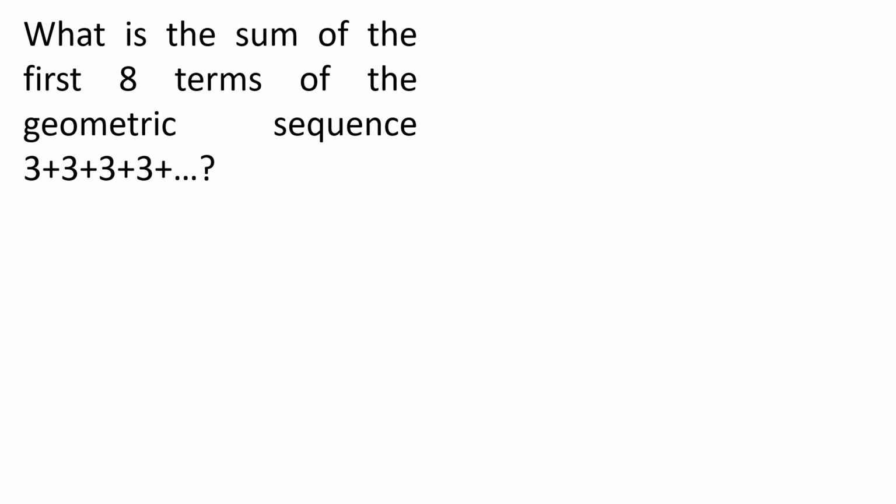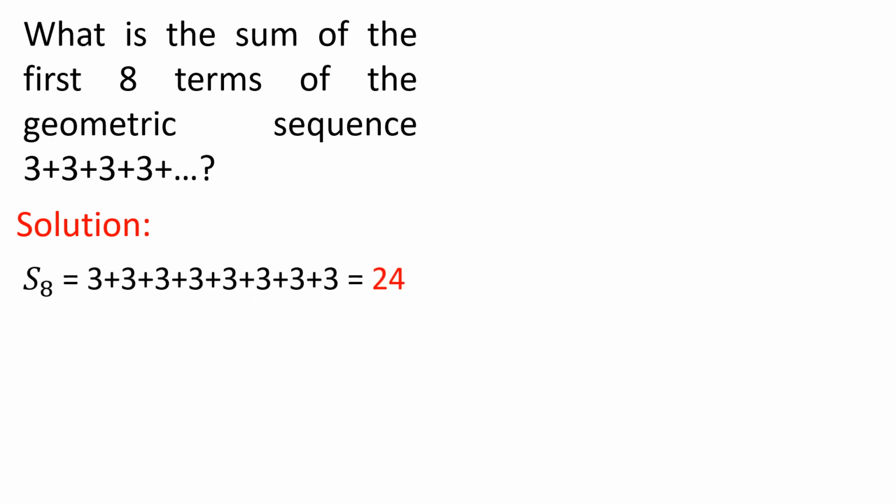What is the sum of the first 8 terms of the geometric sequence 3 plus 3 plus 3 plus 3 and so on? For our solution, we have to add the 8 terms because the first value is equal to the last term. So we have S sub 8 is equal to 3 plus 3 plus 3 plus 3 plus 3 plus 3 plus 3 and plus 3. So that is 24.